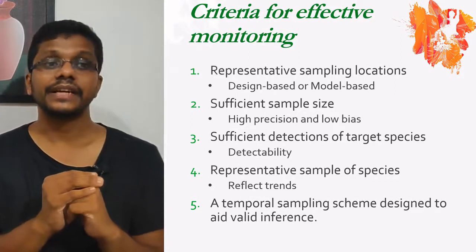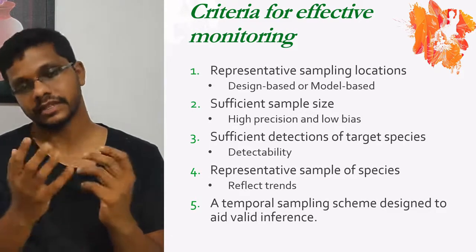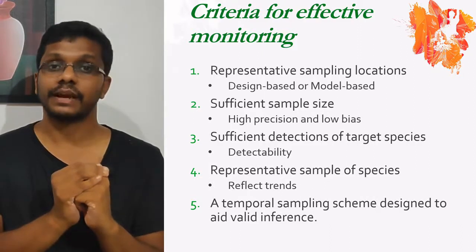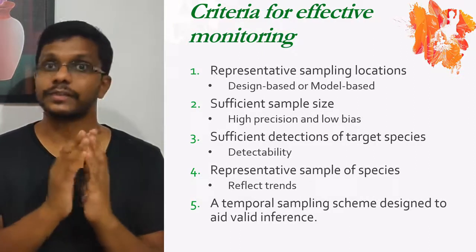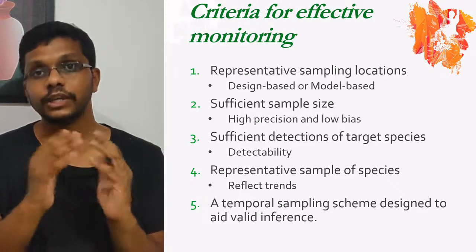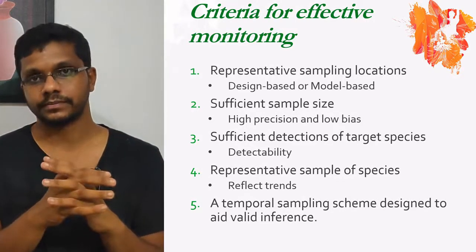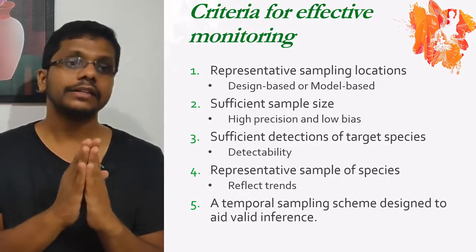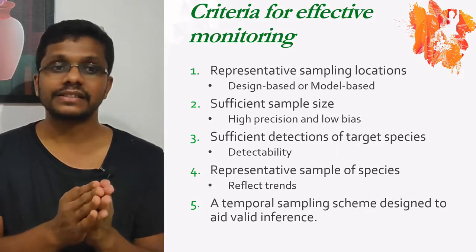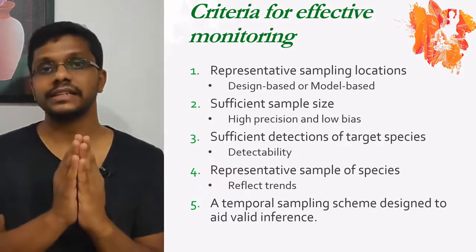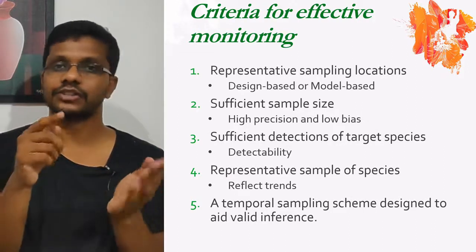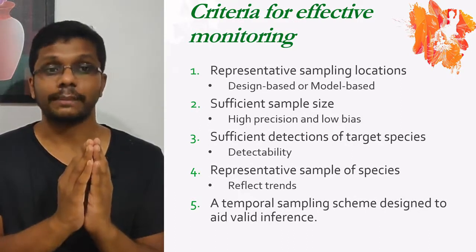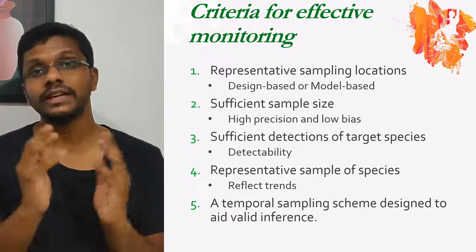First one, representative sampling locations. Especially in case of a global biodiversity scenario, we should have representative sampling locations. Sampling locations should be random and equally distributed all over the world. So the selection of sampling locations is very much critical. Either we can go for design-based sampling locations or model-based sampling locations. If we have a forest for sampling, we can go for randomized sampling. So the first thing is sampling should be representative. For that, the sampling should be randomized.